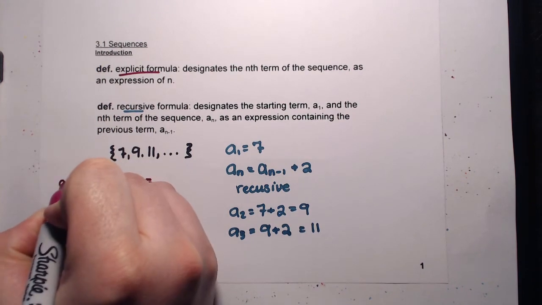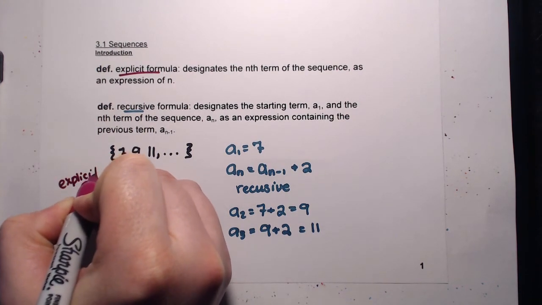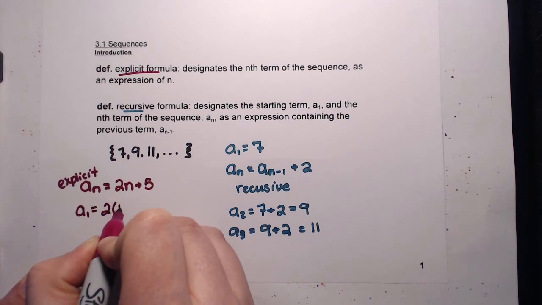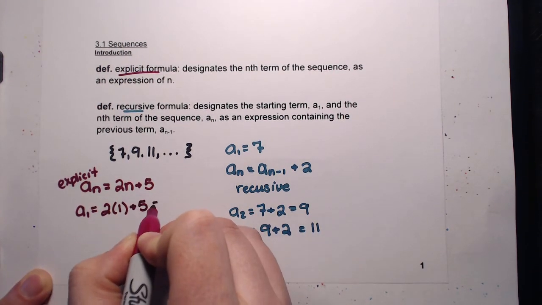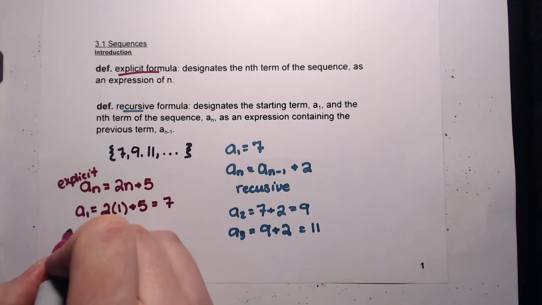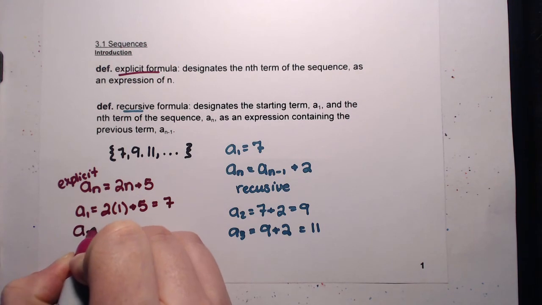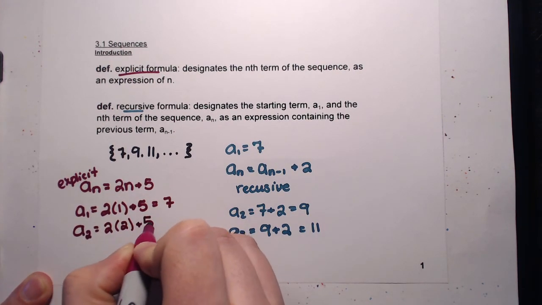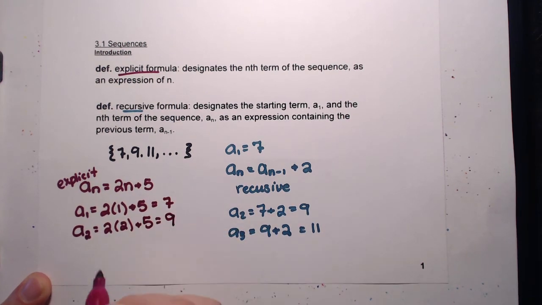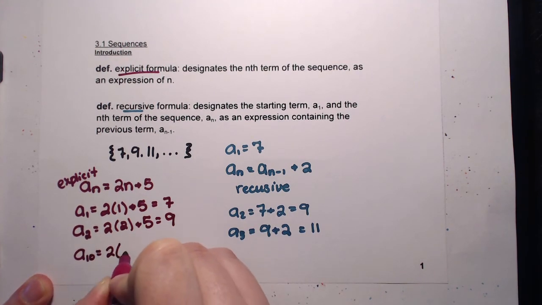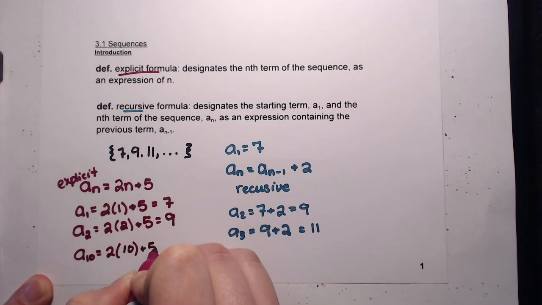So I'm going to write this here, explicit. If I wanted the first term, you're plugging in 1. Well, 2 plus 5 is 7. If I want my second term, 2 times 2 plus 5 is 9. This one's nice because if I wanted, say, my 10th term, you just do 2 times 10 plus 5.